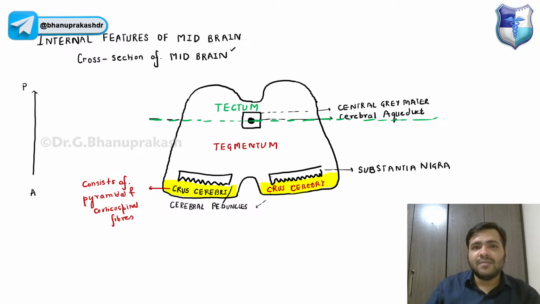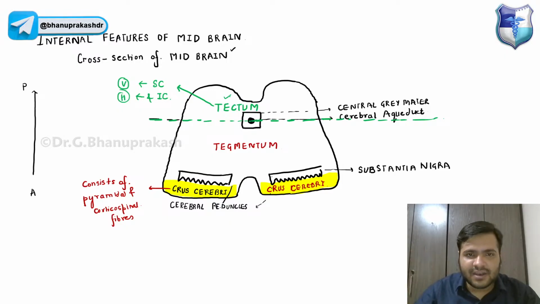Now tectum you already know, we are talking about the superior colliculus and the inferior colliculus, right? The superior colliculus is the reflex center for vision, and the inferior colliculus is the reflex center for hearing, or the auditory reflex. So tectum is nothing but the superior colliculus and inferior colliculus only. We have tectum, tegmentum, and the crus cerebri. So I hope this is clear to everyone.